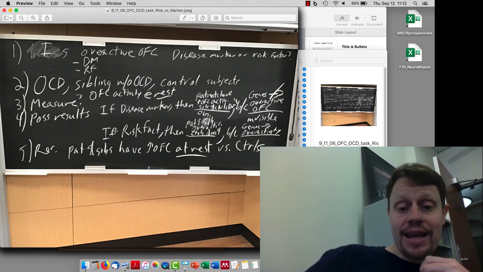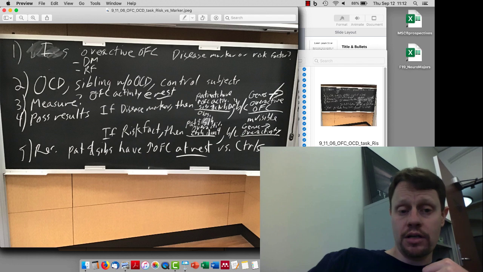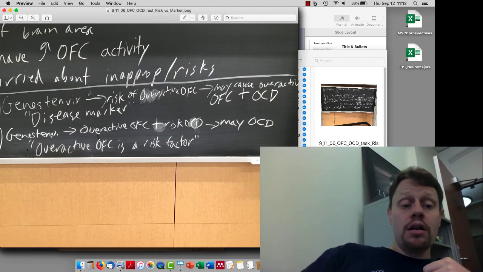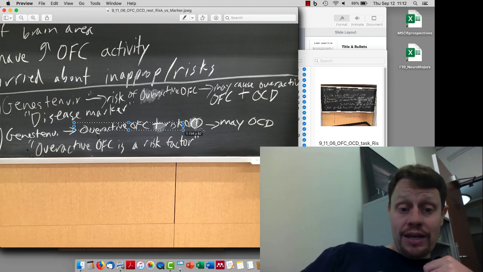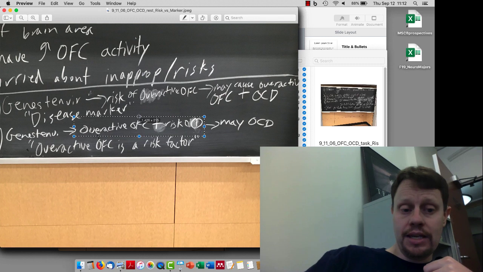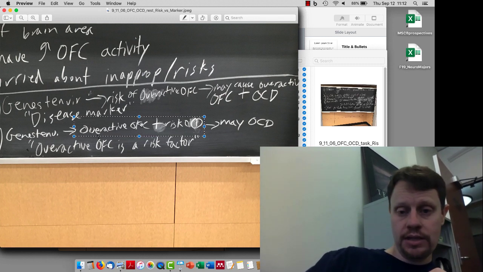And what we find is that actually it's the latter: patients plus the siblings have the overactive OFC at rest, more so than controls. And so that tells us that overactivity does not tell you who has OCD, but it just tells you who has a risk of OCD.